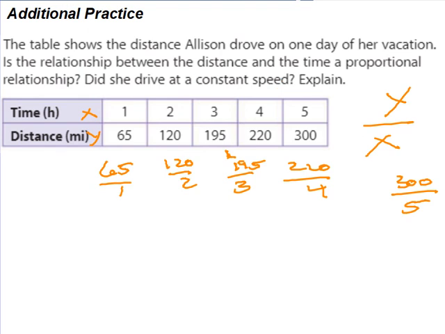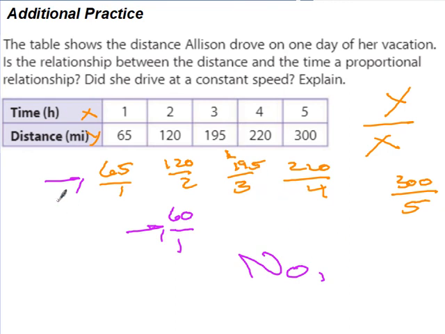a proportional relationship. Oh, 65 divided by 1 is 65. So that's the number I have to get. I have to get 65 each time. 120 divided by 2 is 60. So right away, these are not equivalent. So she did not drive at a constant speed.